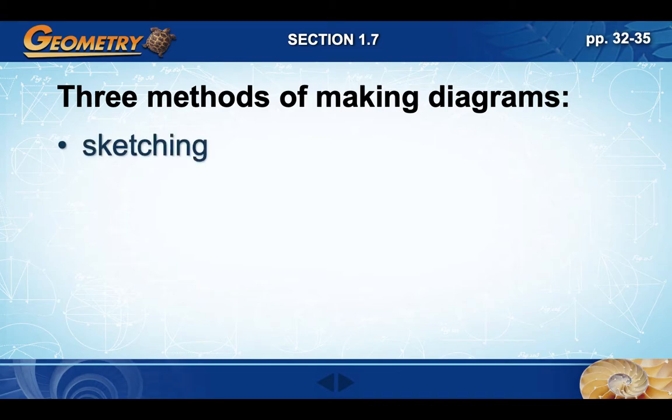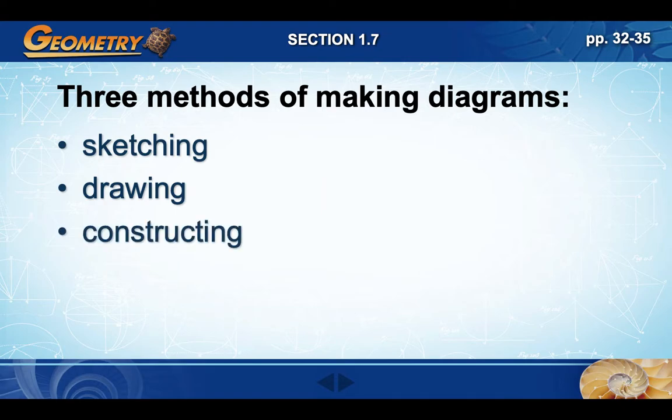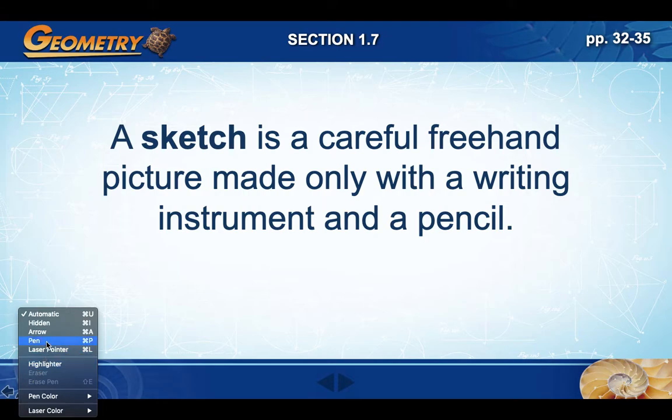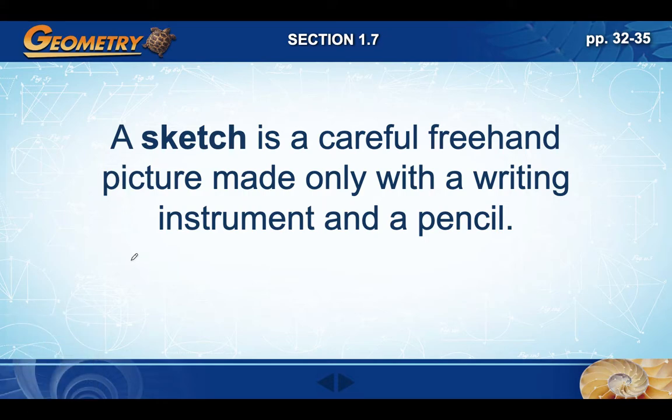So we've got three methods we're going to be talking about when we're doing diagrams: sketching, drawing, and constructing. Sketching is going to be freehand. All you're doing is using your pencil. So if it says sketch something, you're not using any other object other than your hand. So if I say draw a circle, then let me get my pen up. If I say draw a circle, then it should look wonderful, just like that. Or if I say draw a line, then you should not be using anything else other than your pencil.